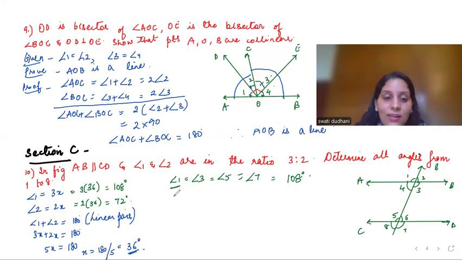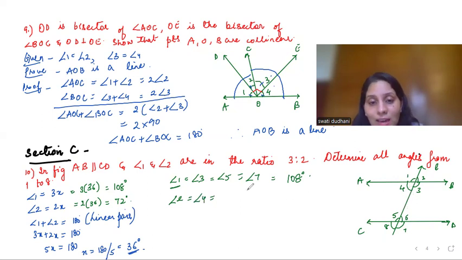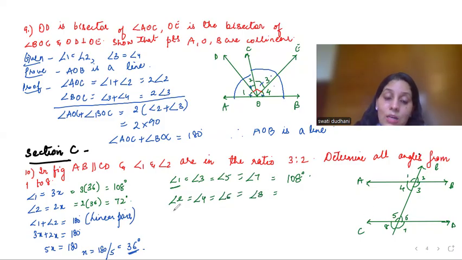Now similarly, angle 2 is equal to angle 4. They are vertically opposite angles. But we know that 4 and 6 are equal again, alternate interior angles. And 6 and 8 are equal again, vertically opposite angles. So since angle 2 is 72, all of them will be equal to 72 degrees.